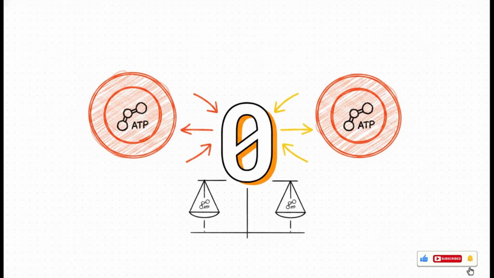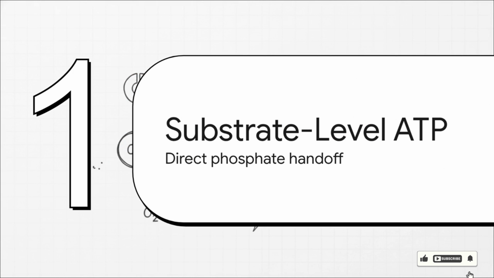This is a huge milestone. These 2 newly minted ATPs perfectly repay the 2 ATPs we spent way back in the energy investment phase. As of this moment, our net ATP gain for the whole pathway is exactly 0. We've officially broken even.